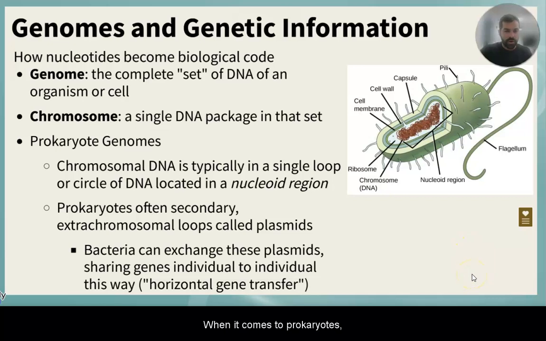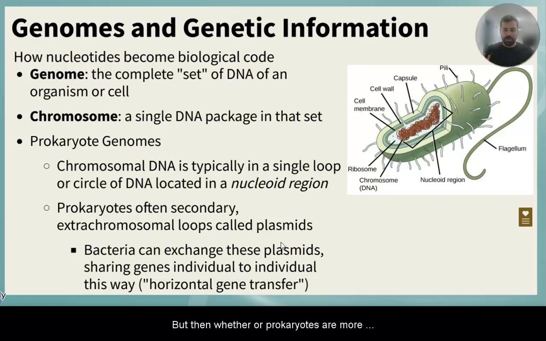When it comes to prokaryotes, they're simpler and more complex in ways. Simpler in that most prokaryotes have a single loop of DNA, a single chromosome that is actually like a circle. It's located within a nucleoid region because they don't really have a nucleus, they don't have membrane-bound organelles. So nucleoid just means like a nucleus. They have a little area of the cell that they keep their DNA in.